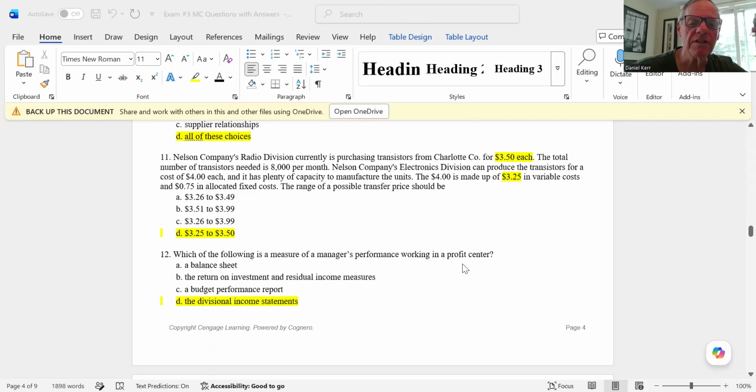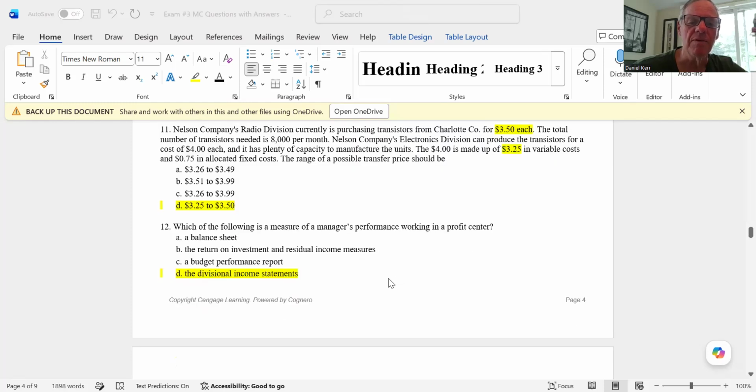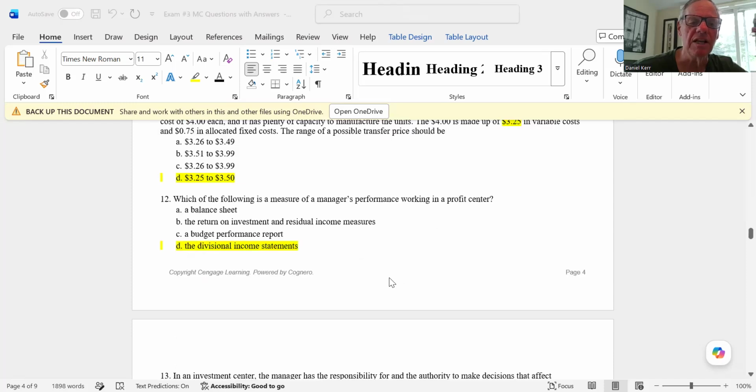Number 12, which of the following is a measure of the manager's performance in a profit center? A profit center, the manager who's managing that center would be responsible for generating a profit. So you would look at the divisional income statement. So the answer there would be D. Remember, you have cost centers, you have profit centers, and you have investment centers. This one has to do with a profit center. You're going to look at the relationship between revenues, expenses, and profits. The divisional income statement would give you that report. So the answer there is D.